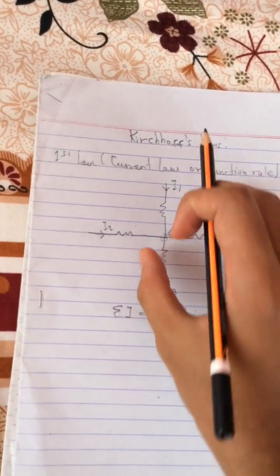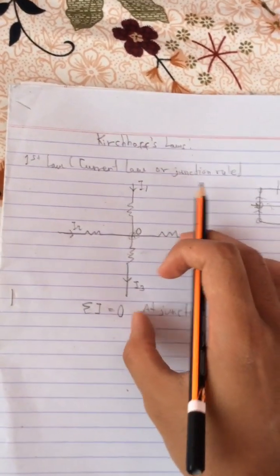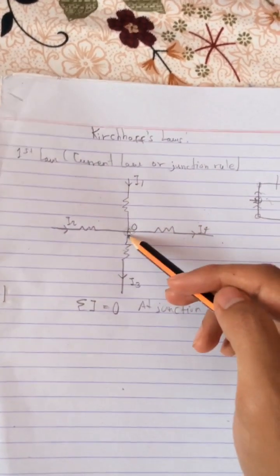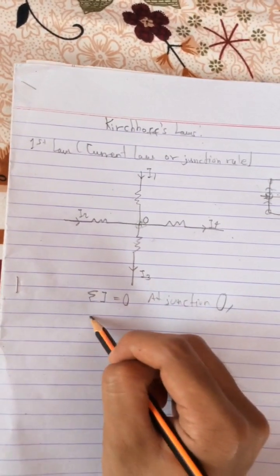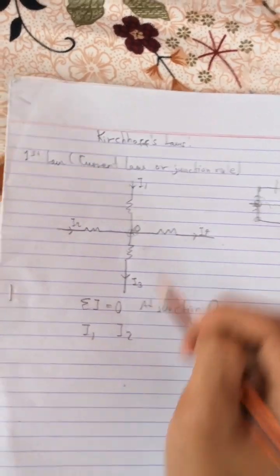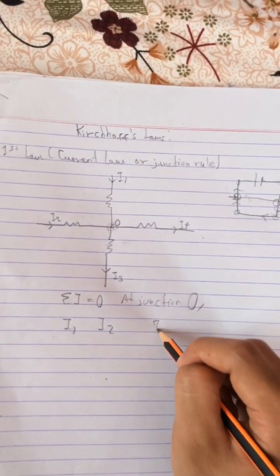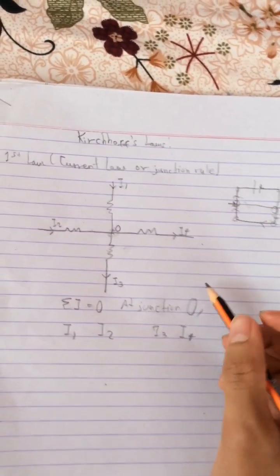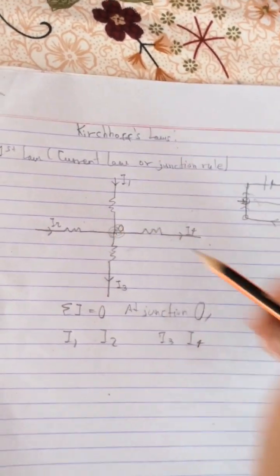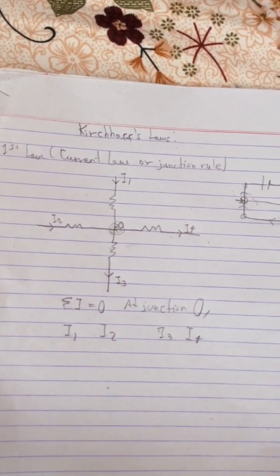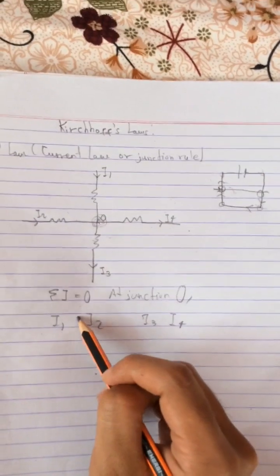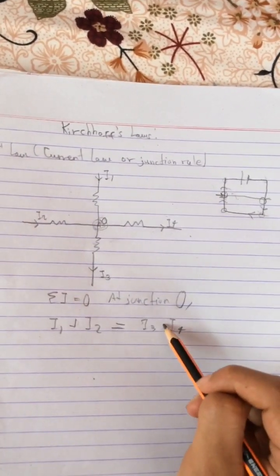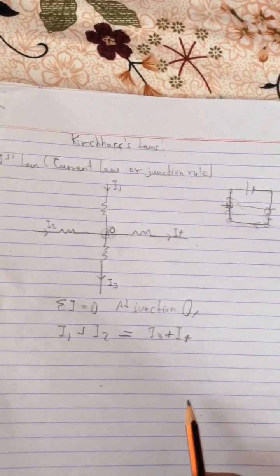A very simple thing to do here is look at which currents are coming to the junction and which currents are going out of the junction. We can see that I1 and I2 are coming into the junction and I3 and I4 are going out. If at junction O the sum of current is 0, then the current coming into the junction equals the current going out of the junction. So I1 plus I2 must be equal to I3 plus I4.